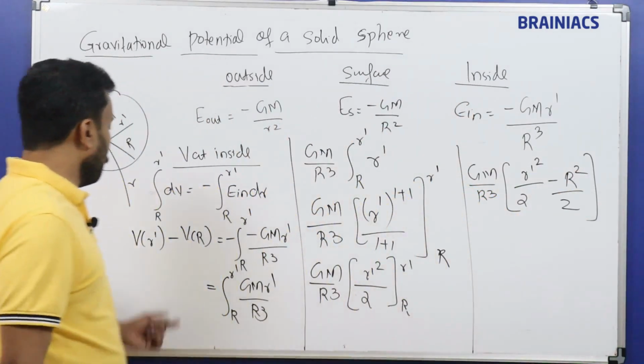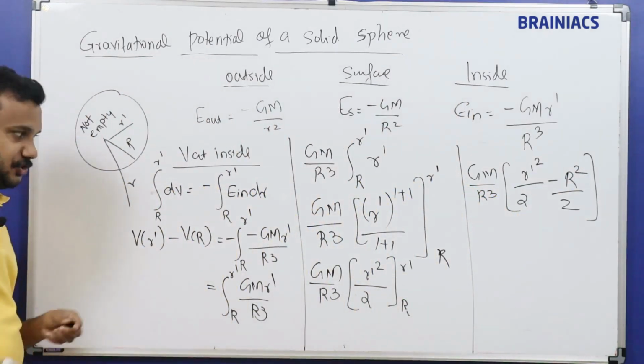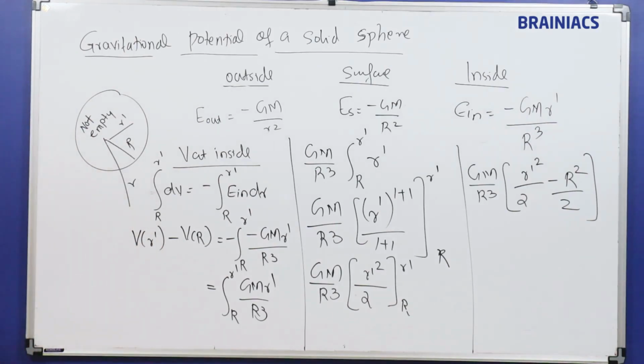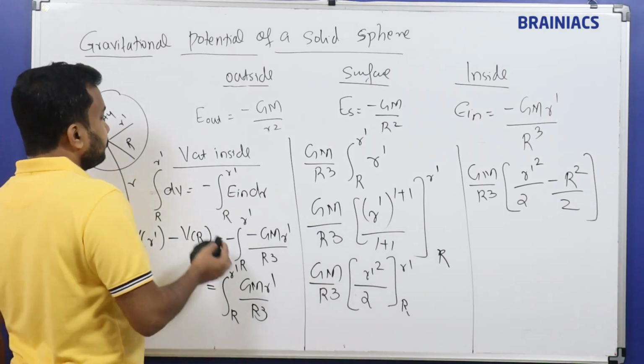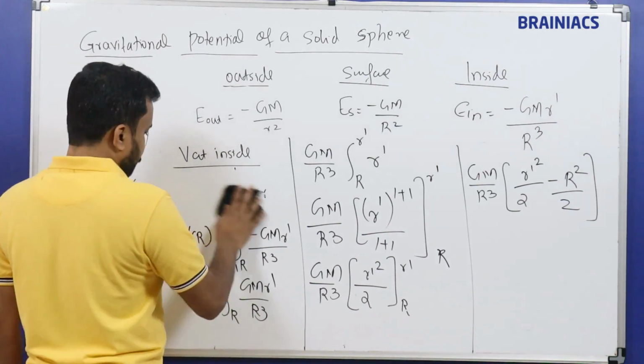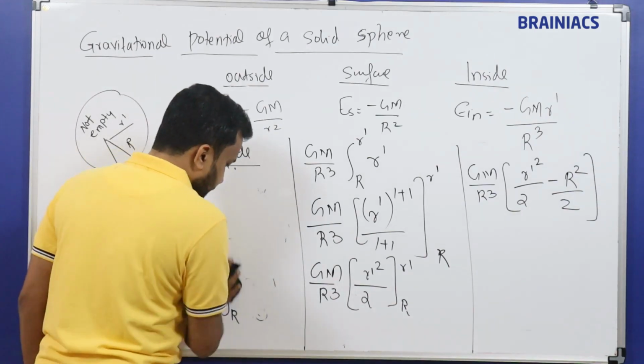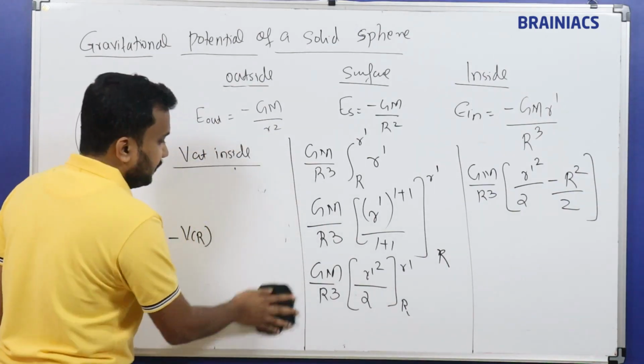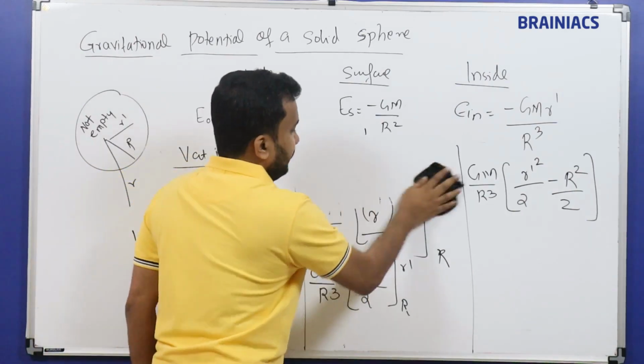Is this the expression? No, we need to find out V of r dash. So I have to continue. So you can pause the video. I need some space over here. Okay, so fine, perfectly fine. So I'll keep these statements over here. Then I need to continue. I need some further space over here.